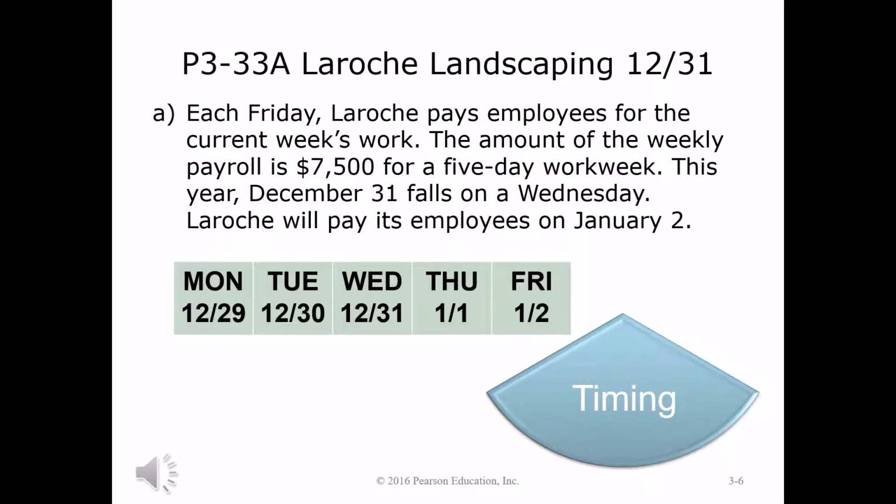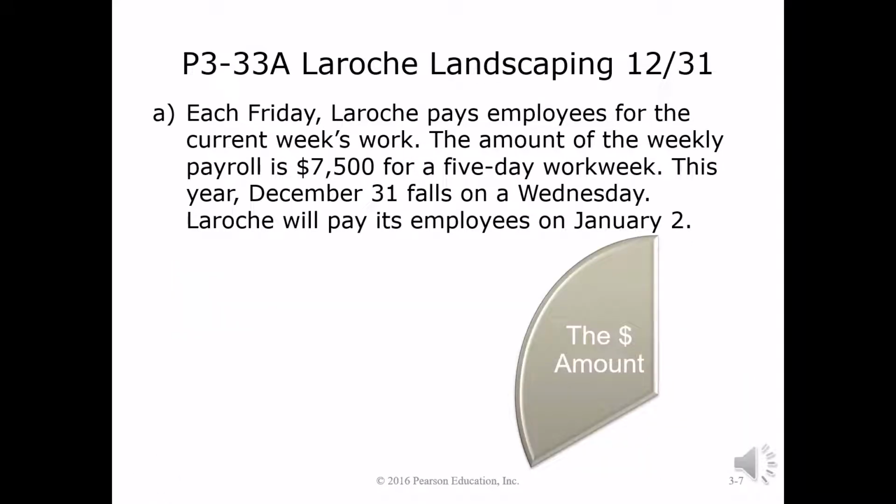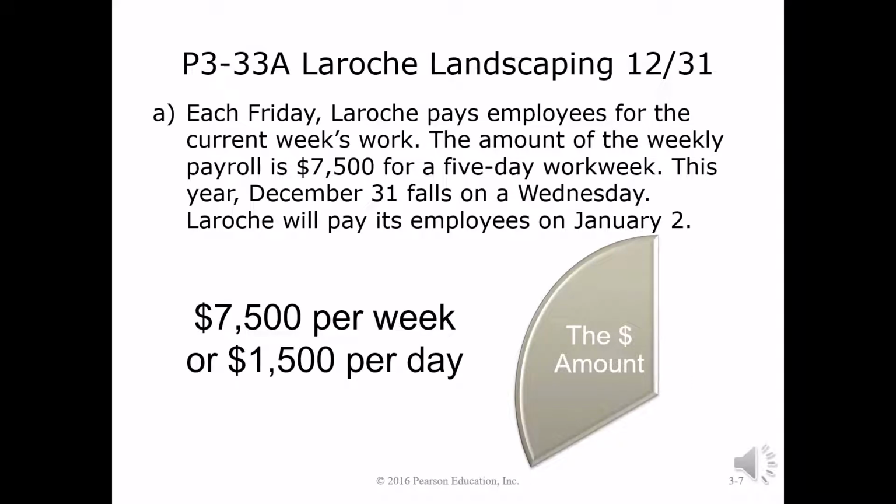Now let's talk about the amount. We already talked about the fact that $7,500 was the full payment for a 5-day work week. Let's calculate that as a daily amount. $7,500 per week is $1,500 per day. So remember that we already talked about the fact that we need Monday, Tuesday, and Wednesday accrued into December's expenses. That's 3 days for our expense that we need.